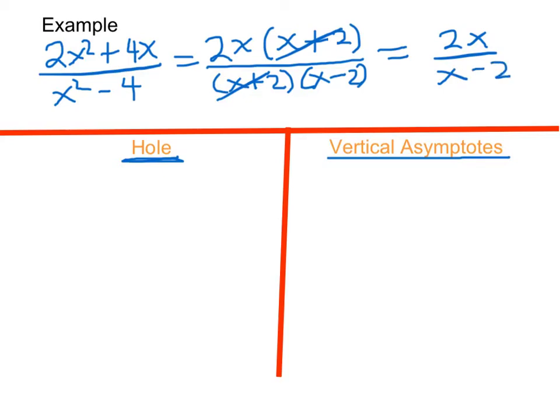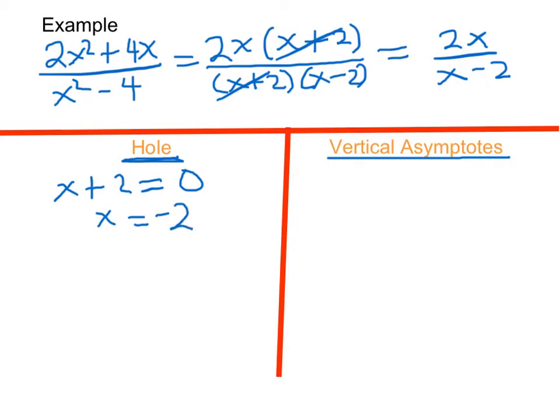Now, whenever we cancel out a common factor, that tells us there's a hole in the graph of the function. The hole is located at the x value for which the factor will be 0. So in this case, we're looking for the x value for which x plus 2 will be 0, and after solving for x, we'll end up with x equals negative 2.